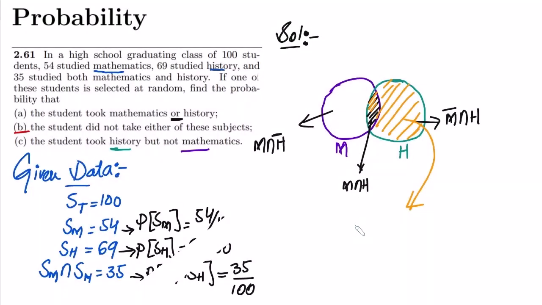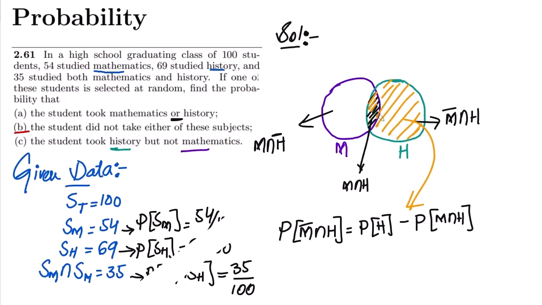Writing it here, the probability of not mathematics and history would be the probability of history minus the probability of math and history. I hope you have understood the point: from this overall area I have to remove this one, which is common between these two areas.